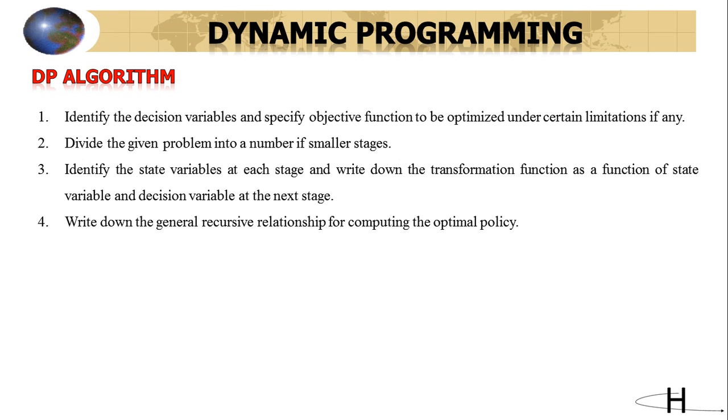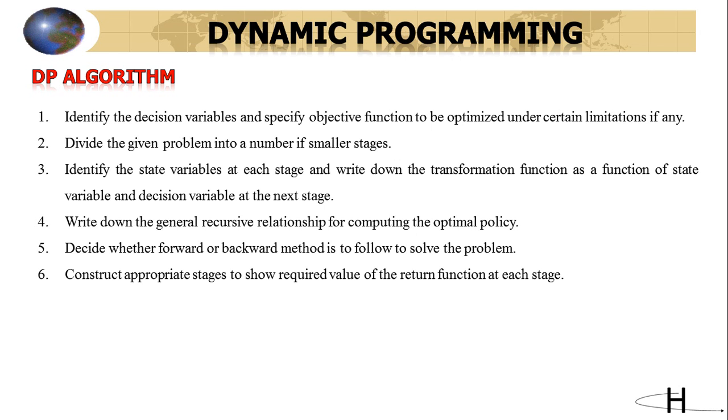Step number 4, write down the general recursive relationship for computing the optimal policy. Step number 5, decide whether the forward or backward method is to be followed to solve the problem. Step number 6, construct appropriate stages to show the required value of the return function at each stage. Step number 7, determine the overall optimal policy or decisions and its value at each stage.